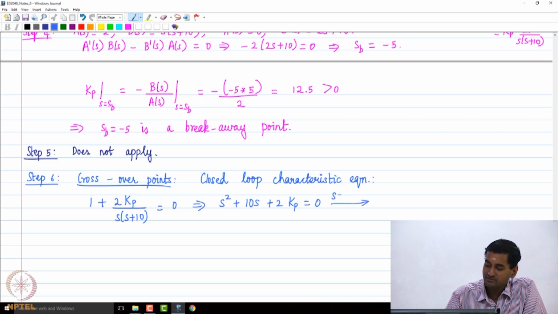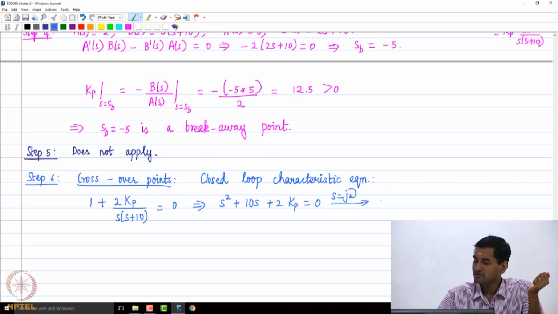Here we are looking for solutions of the form s = jω, because that's a crossover point, right? A crossover point is some point on the imaginary axis where a root locus branch may cross from the left half of the s-plane to the right half or vice versa. So we substitute s = jω. What do we get? We get -ω² + j10ω + 2Kp = 0.